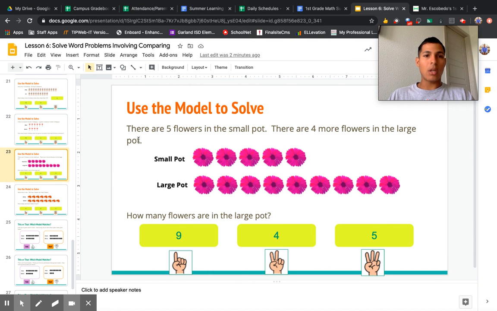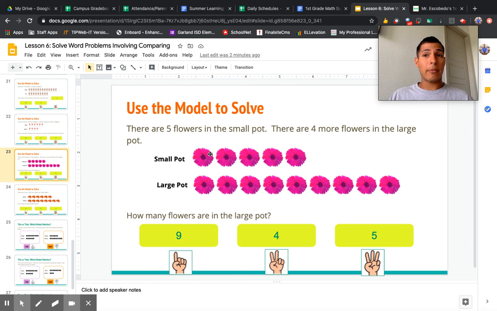Here we go. There are 5 flowers in the small pot. There are 4 more flowers in the large pot. How many flowers are in the large pot? Right? So what do we have to do? Remember, you always want to count and verify. I'm going to let you guys do that at home, so you can pause it right now, count, and press play to keep going.